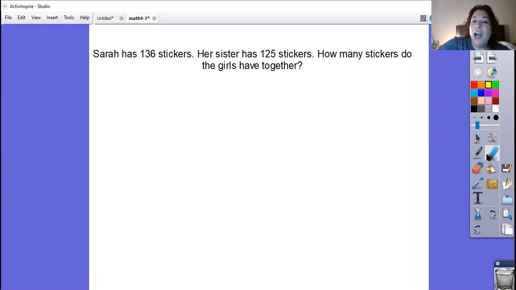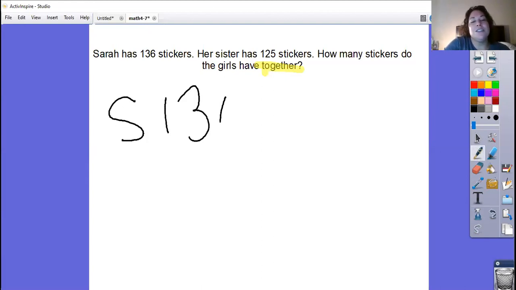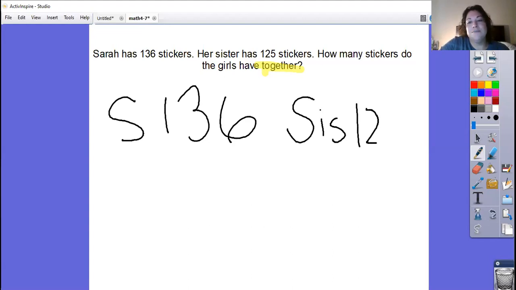So together was one of those key words that helped me to know that I was going to have an action that means to add, to put them together. So Sarah's over here and she has 136 stickers and her sister, I'm just going to put this, she has 125 stickers. And I think we are ready to solve.